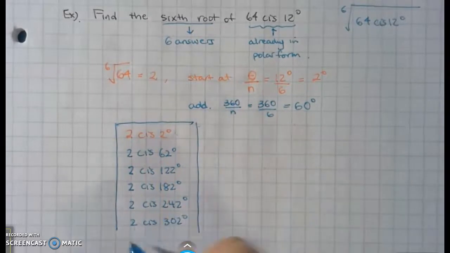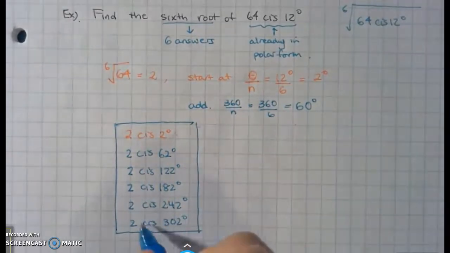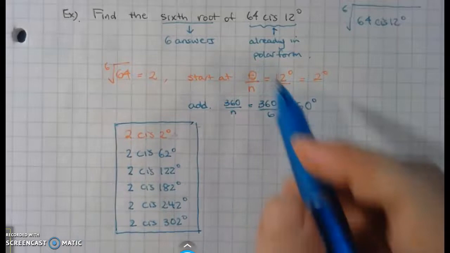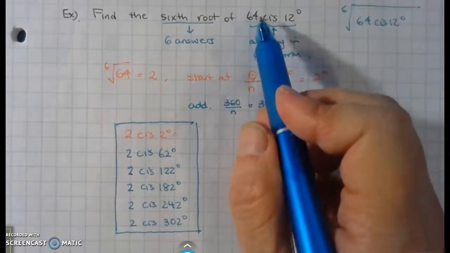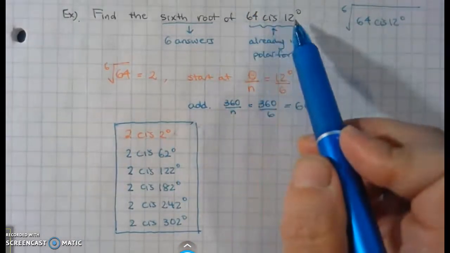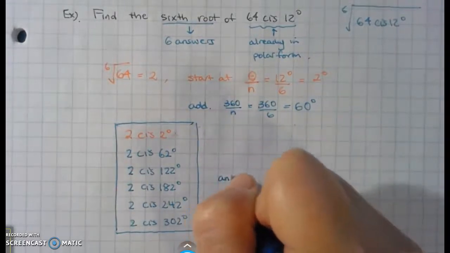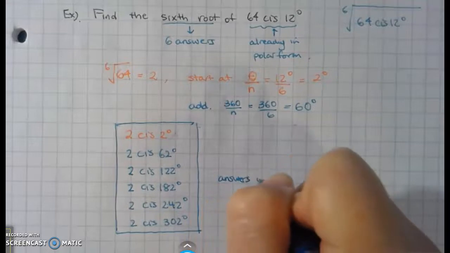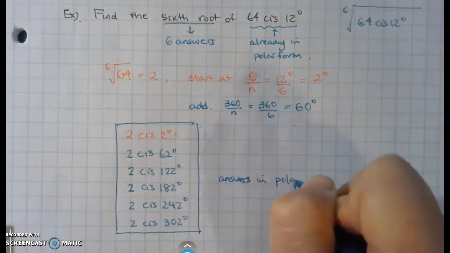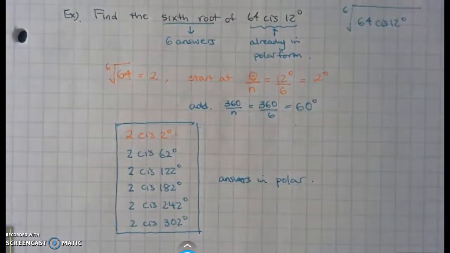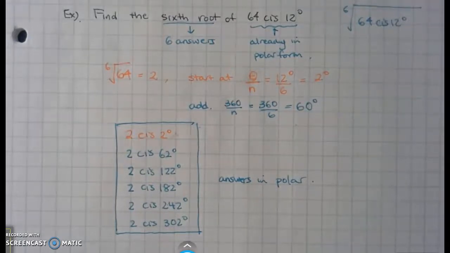So here are my 6 solutions. If I raise any of these to the power of 6, it is going to be equal to the original number. Since I started with the polar form, I can leave the answer in polar form as well. That's allowed, unless I specify that we want the final answer to be in rectangular form.